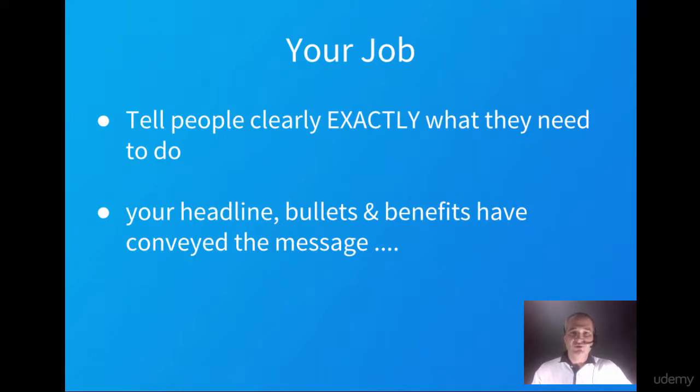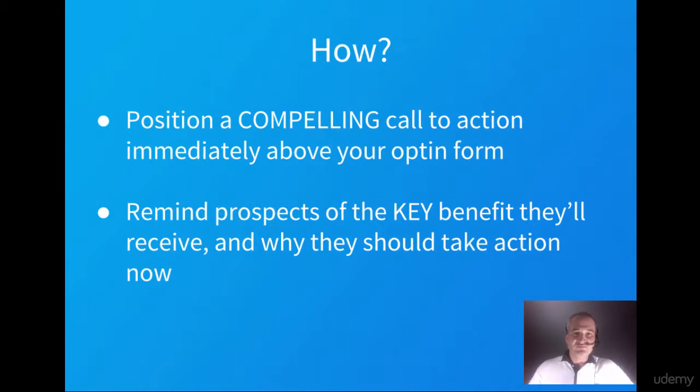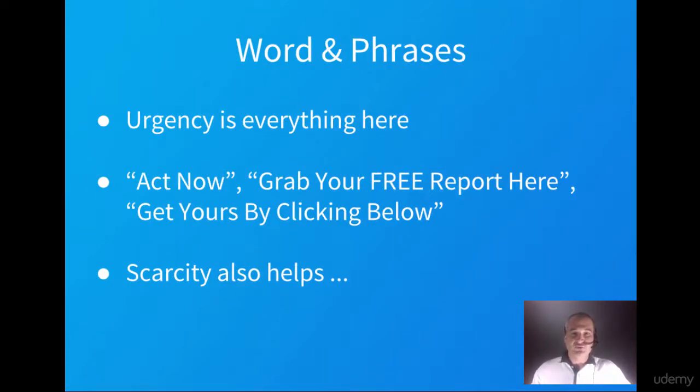So your job is to tell people in your call or demand for action exactly what they need to do. Okay, everything else, from the headlines to the bullets and benefits, has conveyed the message to this point. But we have to tell them at this point exactly what they need to do. Now, how? Well, we're going to position a compelling call to action right above the opt-in form, right above the form where we ask for their email address or whatever other information we require. And we're going to remind prospects here of the key benefit they're going to receive and why they should take action now.